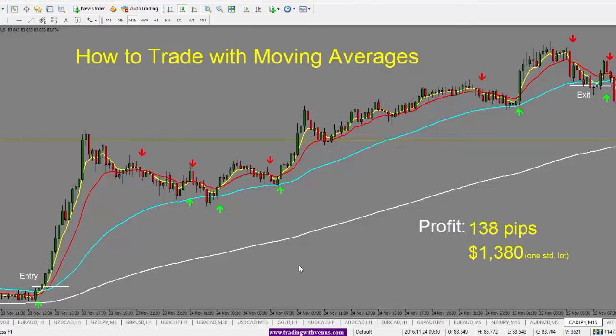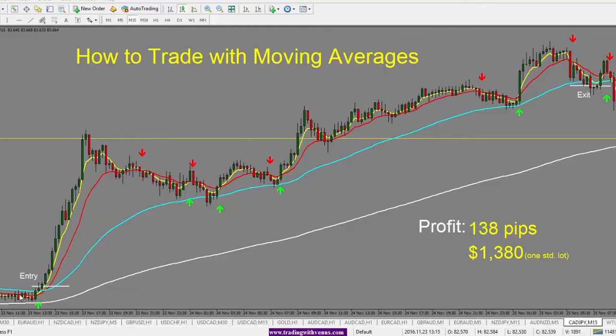Let's take a look at how we can trade using moving averages. This is CAD Yen 15-minute chart. Here on the chart, I have 4 different moving averages. This is 200 moving average, 50, 13, and 5. And really what we're looking for is a crossover of moving average, or we are looking at a bounce off of a particular moving average. In this case, we have 2 long-term moving averages and 2 closer moving averages, more of the short-term moving averages.